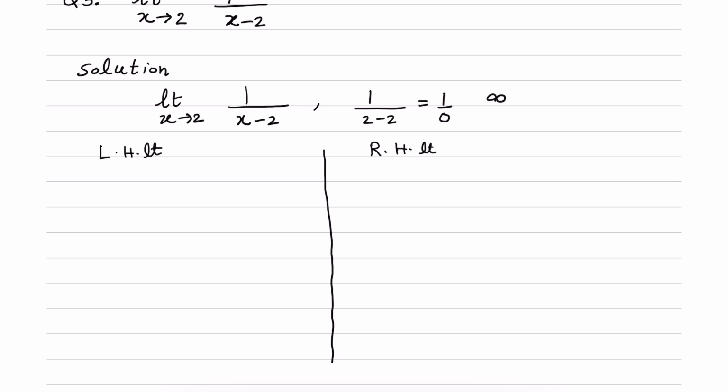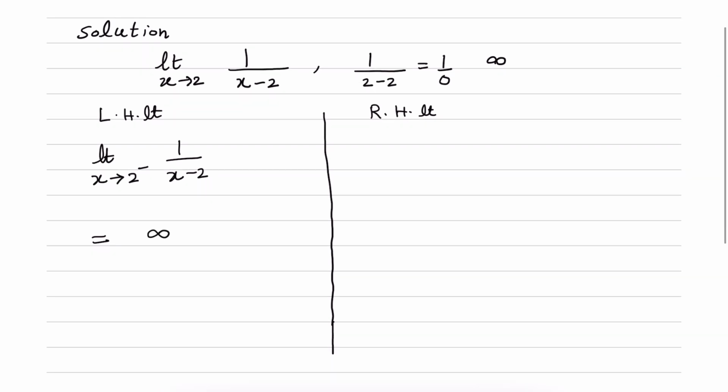So for left hand limit at 2, limit x is approaching to 2 minus, because x is approaching to 2 on the left of 2. It does not mean that we will pick minus 2. It simply is saying that x is approaching to 2 from the left of 2. So the answer will be infinity, but we have to pick the right sign of this infinity. Either this is plus infinity or minus infinity.